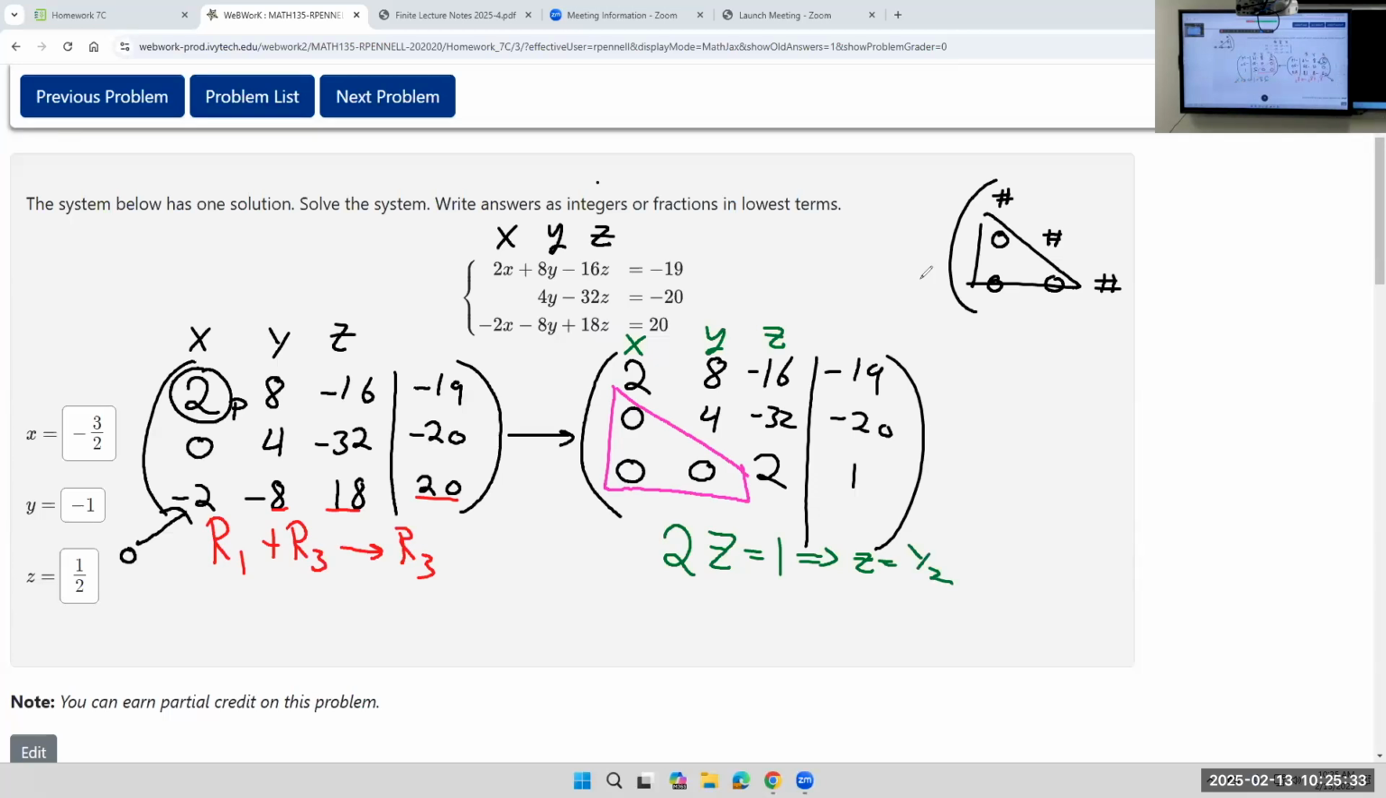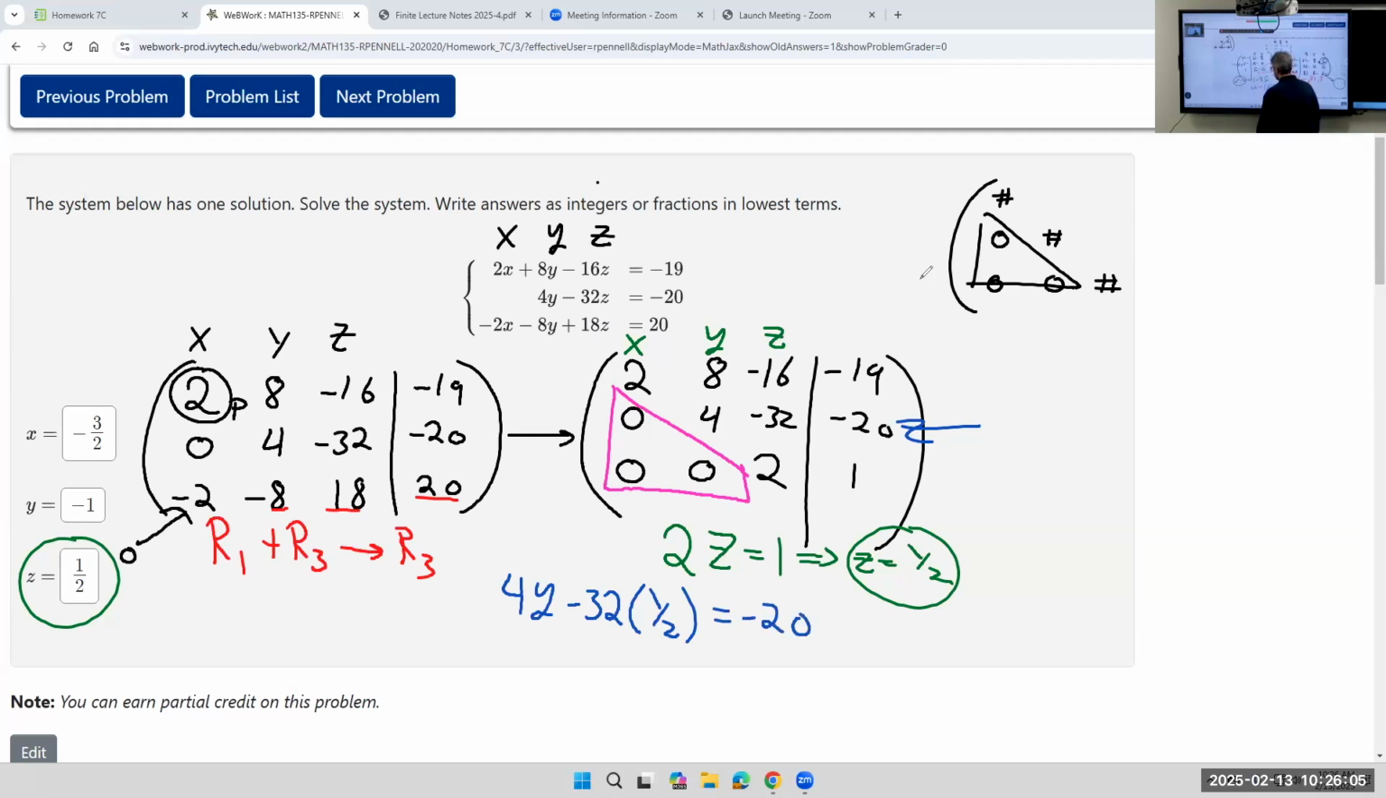Okay? So now I have one of the values. I have z equals 1/2. Now looking up at the next equation here, I have 4 times y minus 32z, which I just discovered is 1/2, equals negative 20. Now there, I can solve for y, because I only have one unknown.